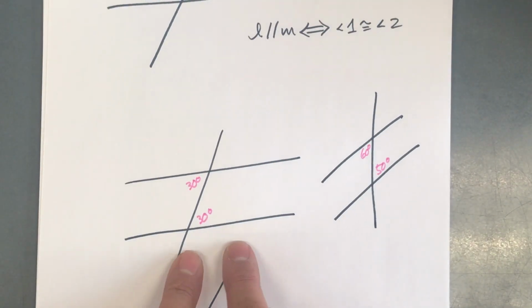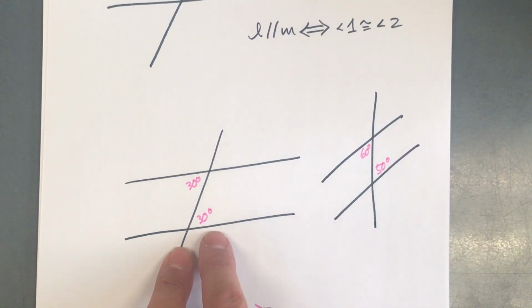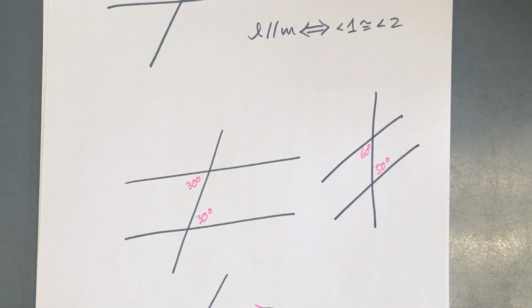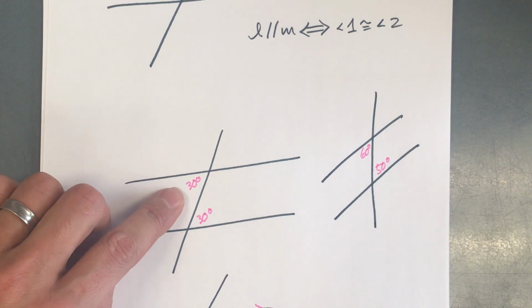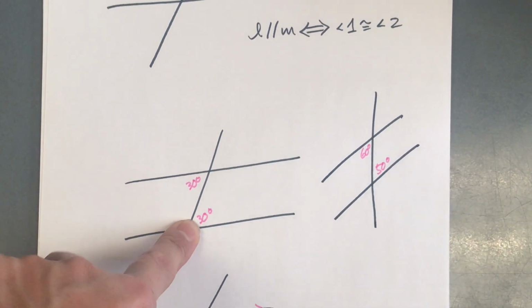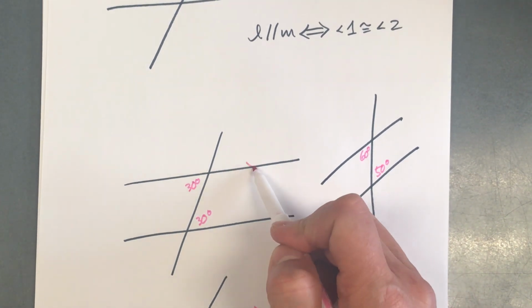So let's take a look. This is going to be the AIP theorem. We're going to start out with the alternate interior angles. That's what AI stands for. If this is 30 degrees, and if alternate interior angles are 30 degrees, then that tells us that these two lines are going to be parallel.